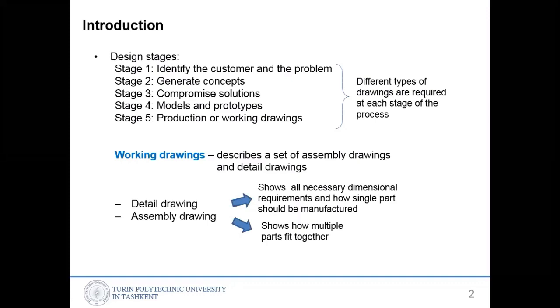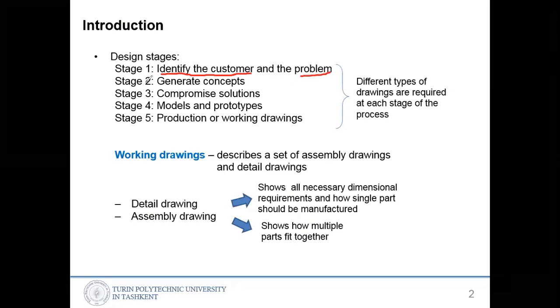There are 5 stages of the design, and the first one is to identify the customer and the problem. Mainly the problem comes from the customer side, the client side. So he will come to you and ask you to design something or to produce something, and you have to identify all those tasks and requirements from the customer side and the problem requirements.